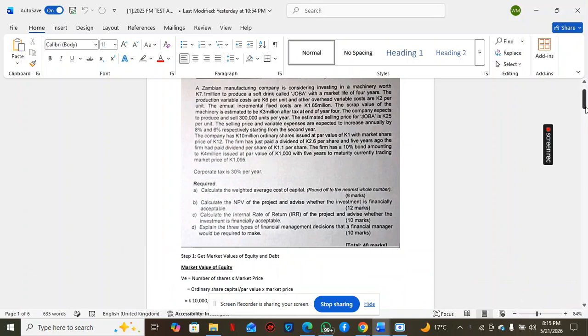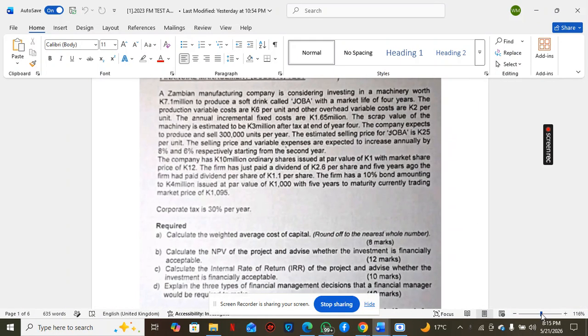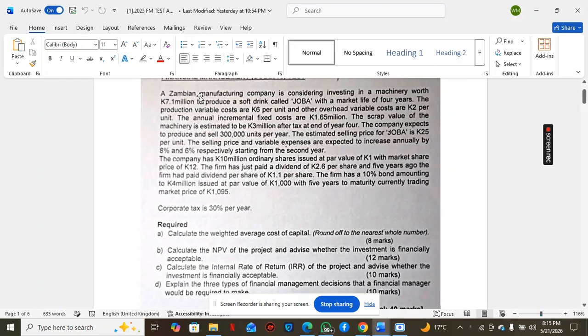Okay, so this is the question we're looking at. A Zambian manufacturing company is considering investing in machinery worth 7.1 million kwacha to produce a soft drink called JOBA with a market life of 4 years. The production variable costs are 6 kwacha per unit, and other overhead variable costs are 2 kwacha per unit. The annual incremental fixed costs are 1.65 million.